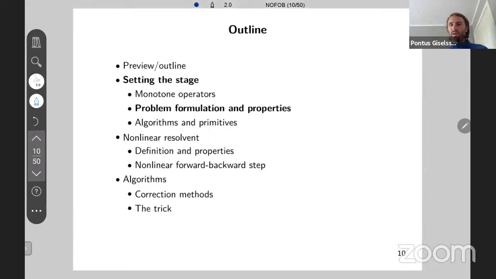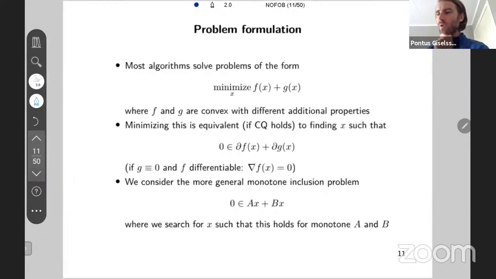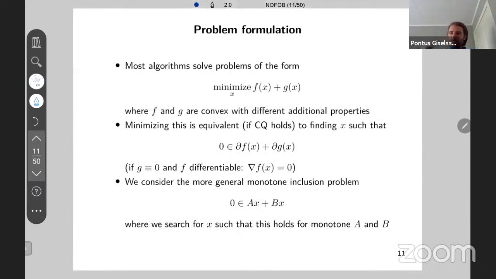All right, so I've introduced the monotone operators as a generalization, essentially, of gradients and subgradients. So let's look at problem formulations and their properties. So here we go again, trying to connect the convex optimization with the monotone operator world to see that it's a slight generalization of what we have in the optimization world.